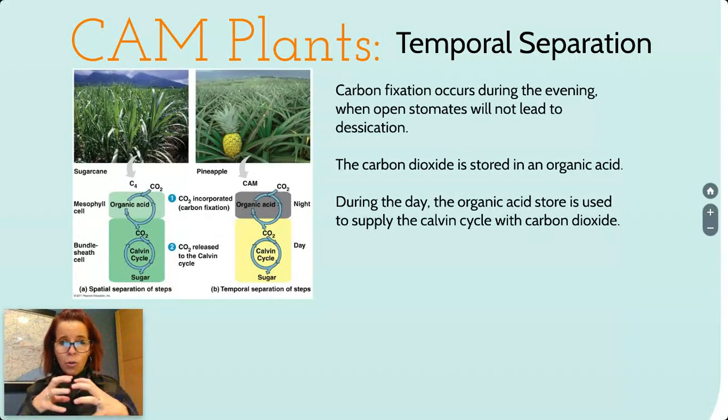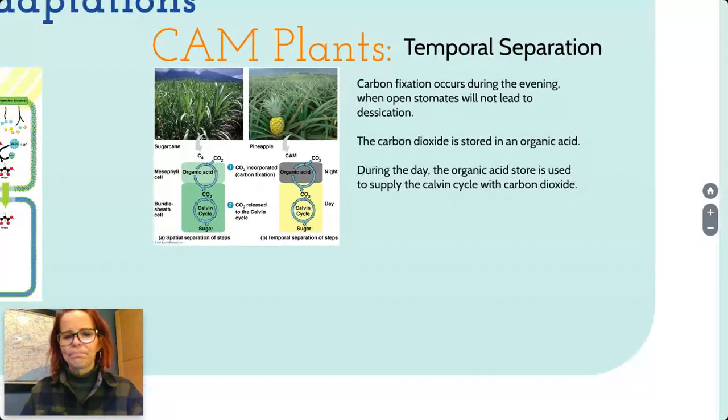And then it's stored. And then during the day, those stomates close. But now there's lots of carbon dioxide in the plant so that the Rubisco isn't attracted to the oxygen. It's attracted just to the carbon dioxide, and that prevents photorespiration. So what do you need to know? Because those are pretty confusing, I think. You need to know C4 plants, they separated photosynthesis into two different cells. In CAM plants, they separated photosynthesis into two different times of day.